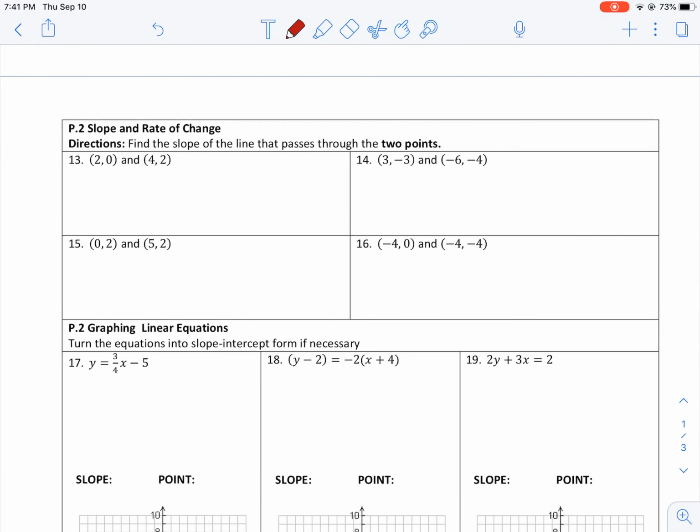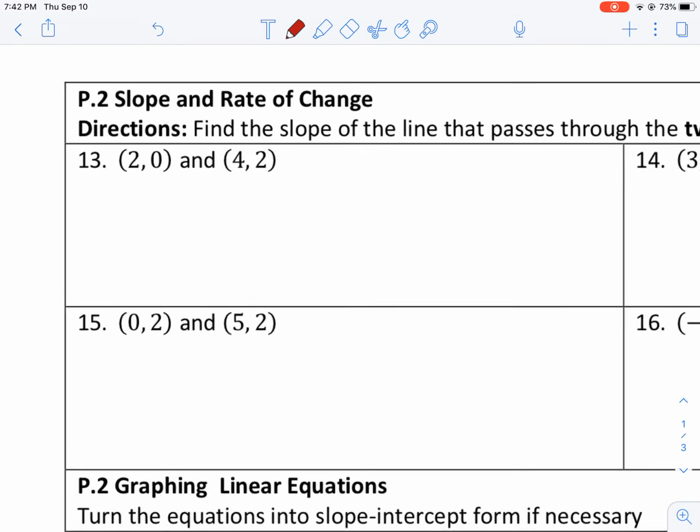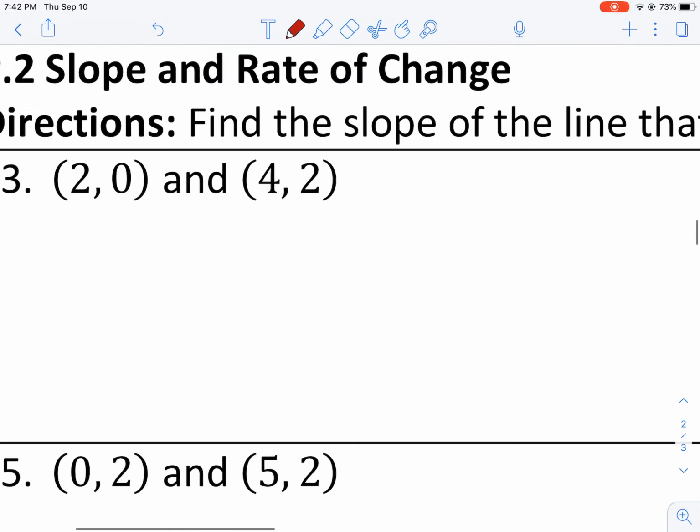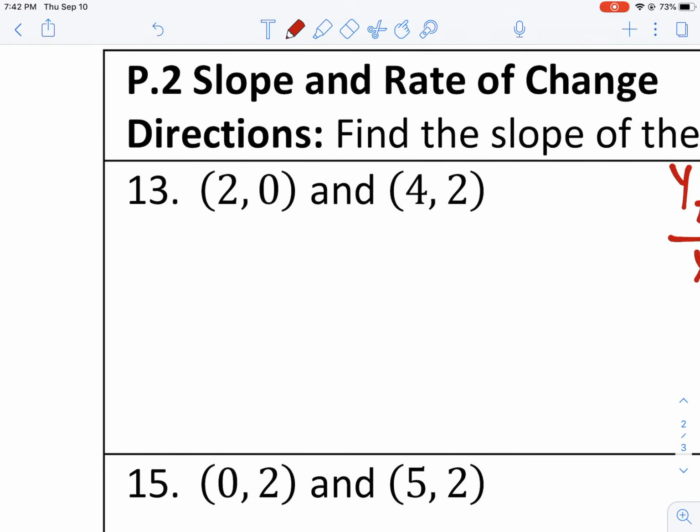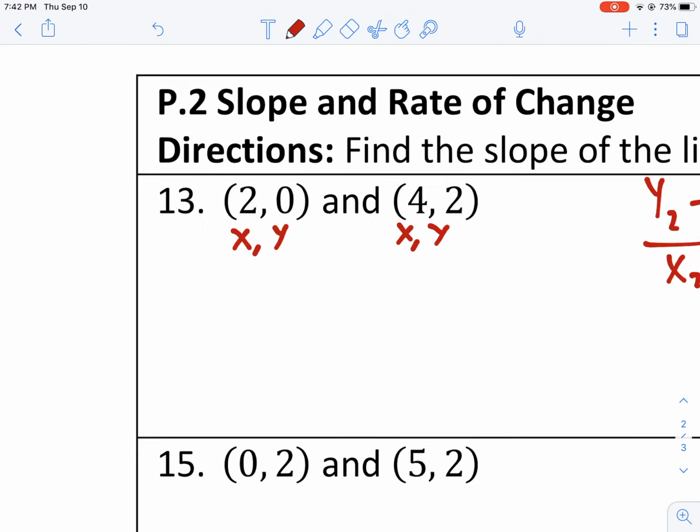Next, all right, slope and rate of change. So it says find the slope of the line that passes through the points. So for all of these questions, all right, we're going to be doing the same formula. I'm only going to write it one time here. All right, it's y2 minus y1 over x2 minus x1. Remember, we label points x, comma, y, x, comma, y.